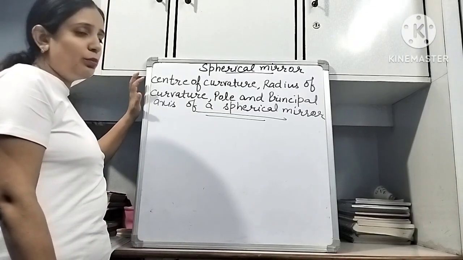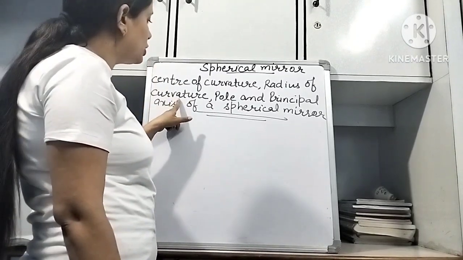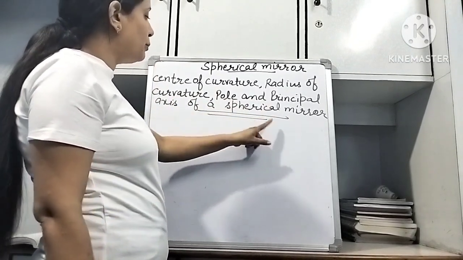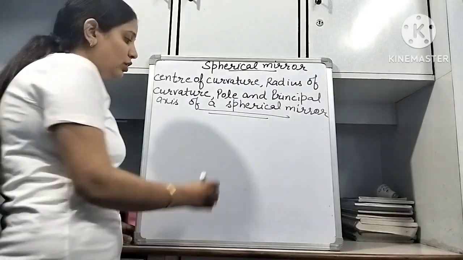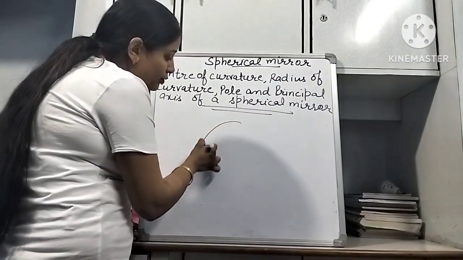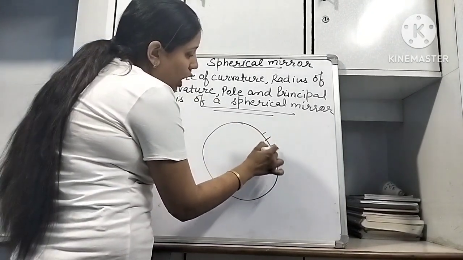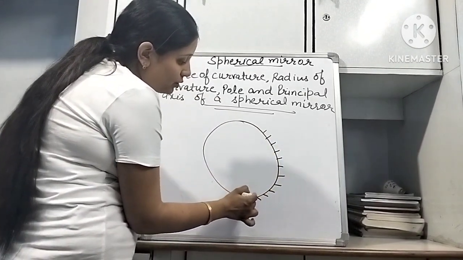Now I will discuss some terms related to the spherical mirror: center of curvature, radius of curvature, pole, and principal axis of the spherical mirror. We all know that a spherical mirror is a part of a hollow glass sphere. This is a hollow glass sphere. Suppose the outer surface is the back surface.